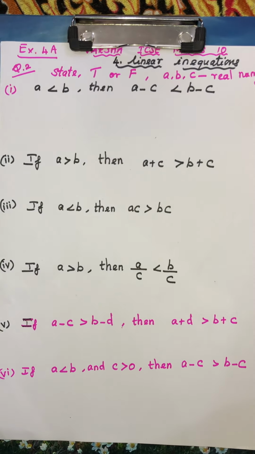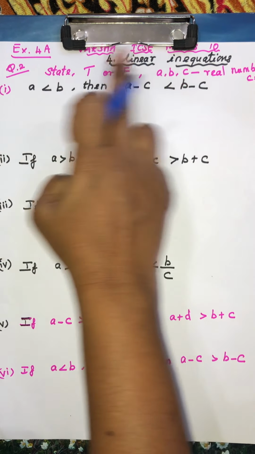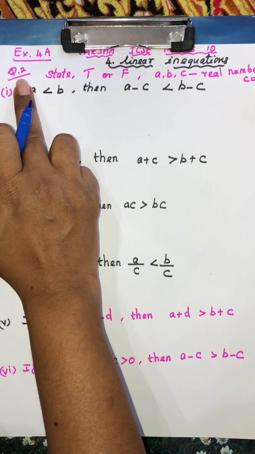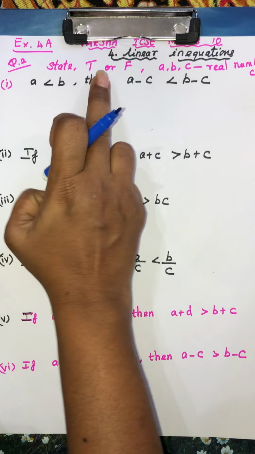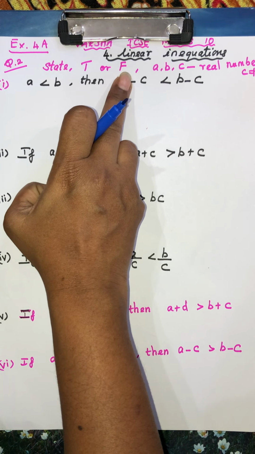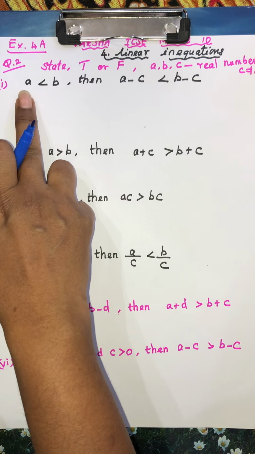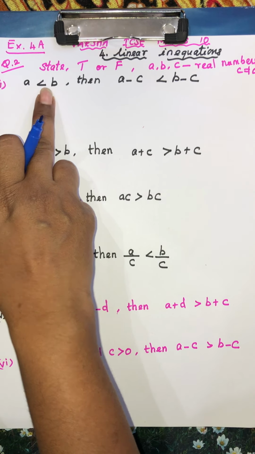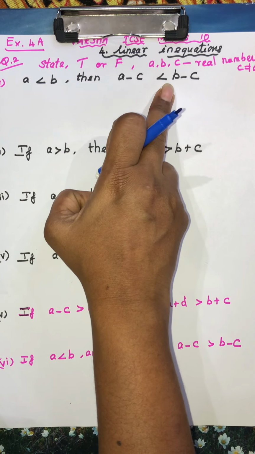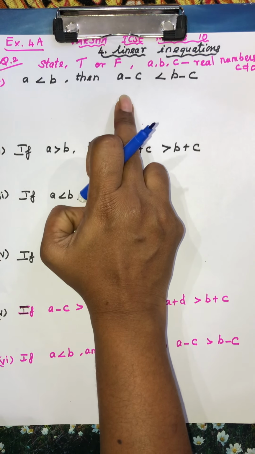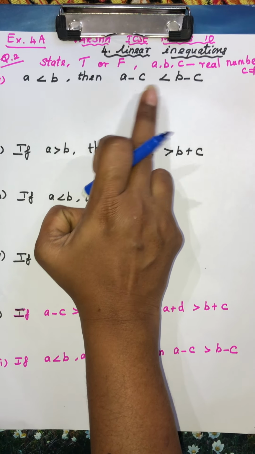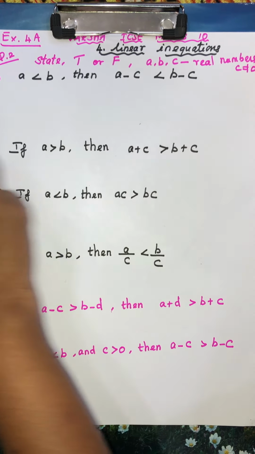This is your 4th lesson, linear inequations, exercise 4a. This is question number 2. It is a state true or false question. You have 6 subdivisions. The first subdivision: a is less than b, then a minus c is less than b minus c. Is it true or false? This is your statement. Before that, you have to recall the rules.